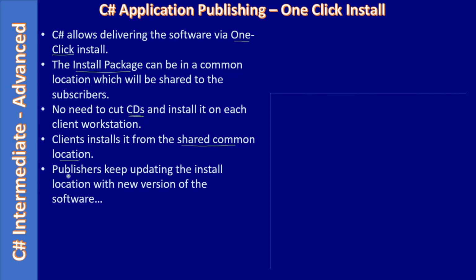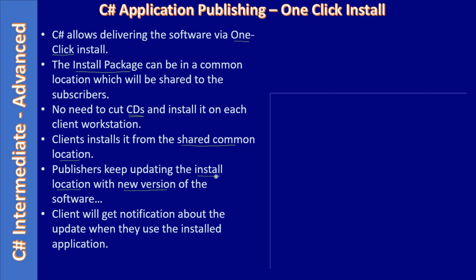So there are other advantages as well. The publisher keeps updating the install location. The install location will get updated with the new version or patches, right? Once they update the software on the install location, since the client already installed it from the same location, each time the client starts the application it will check for a new version on the install location, and it will inform the user that a new version is available, asking whether you want to update it or not. Or sometimes, if it is a major version, the application will push it to the client location directly.